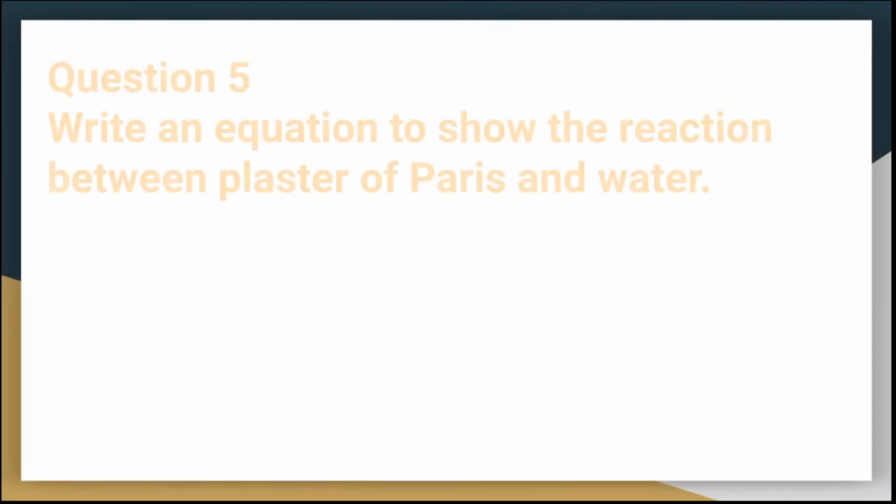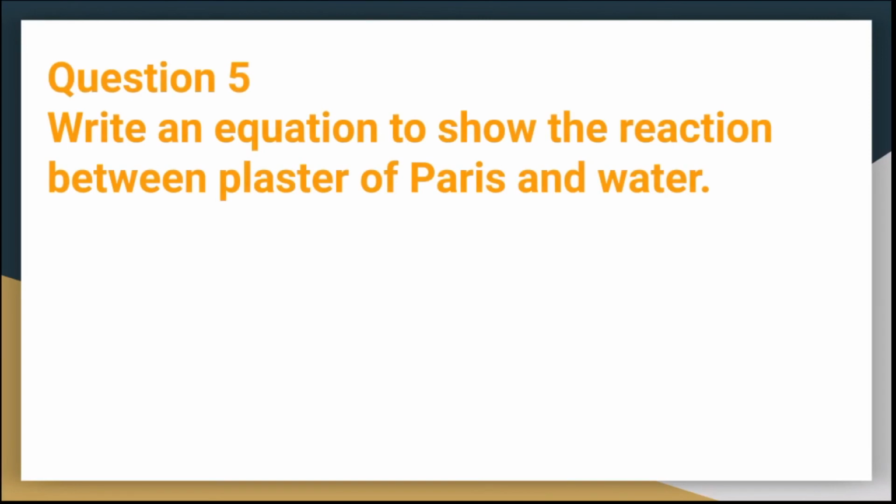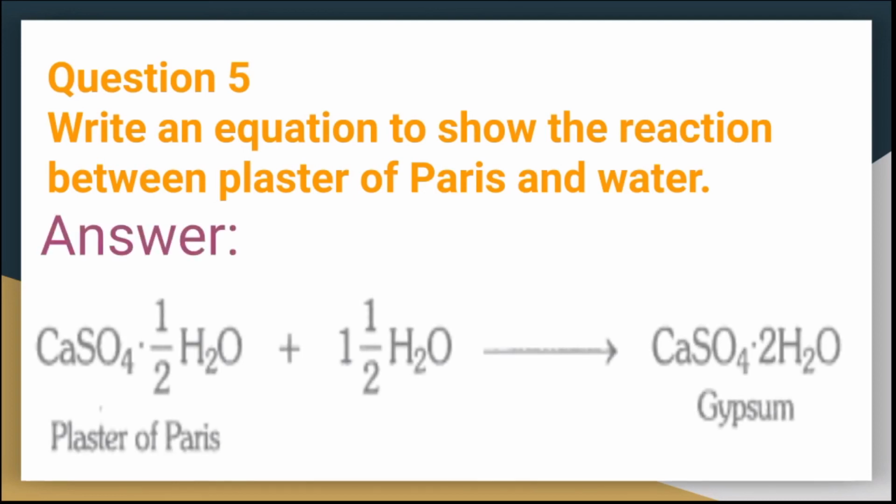Next we have, write an equation to show the reaction between plaster of Paris and water. Answer is, CaSO4 dot half H2O plus 1.5 H2O gives CaSO4 dot 2H2O, that is gypsum is formed.